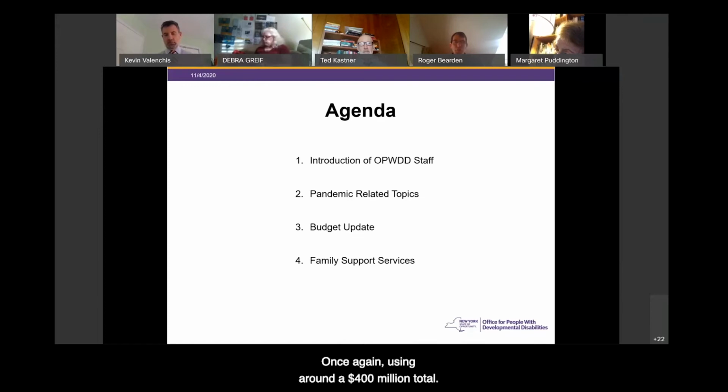FSS is about 12%, once again using around a $400 million total. Then you get self-direction, which is around 12%. With self-direction, we don't see the difference between the various state-only components. It could be a housing voucher, it could be OTPS, it could be any of those things that we pay 100% state funds for. We pay about 11% or so for aged-out individuals, people who remain at their educational placement beyond a 21st birthday, and for whom there's 100% state pay.